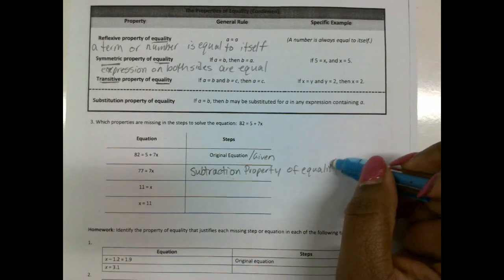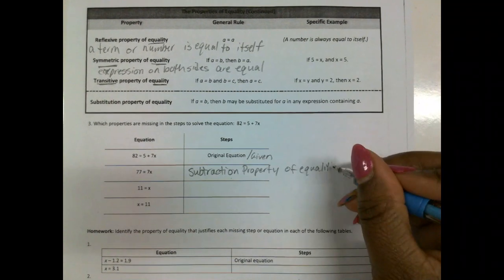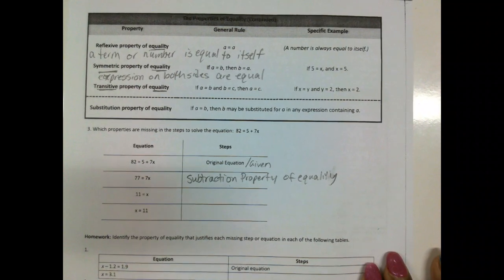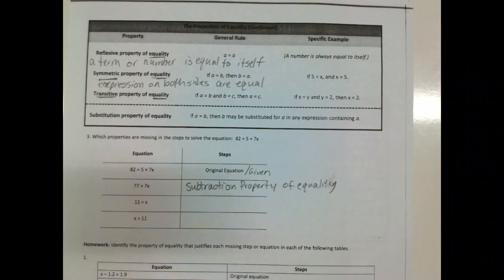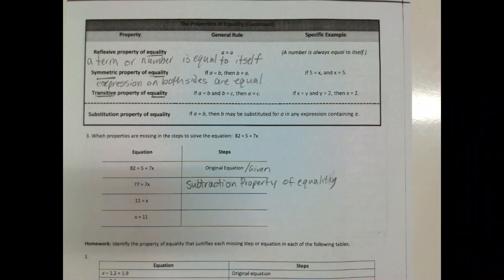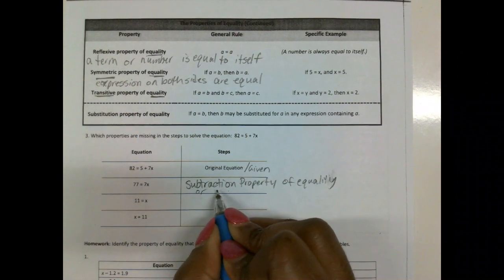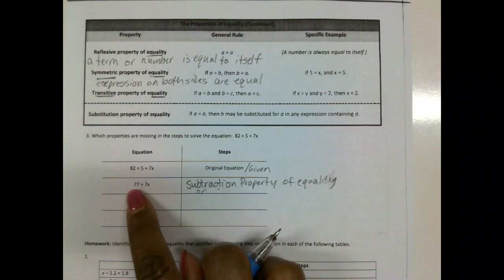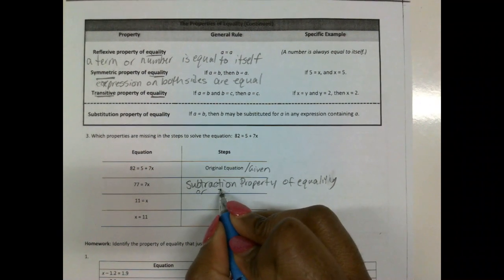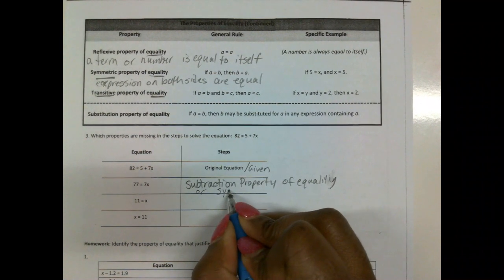What other property could this illustrate? Up here. No, not substitution. Oh, we forgot to talk about substitution. But no, not substitution. Not transitive. Symmetric. This could also be the symmetric property. Both sides of this equation are equal here. This is symmetric property as well.